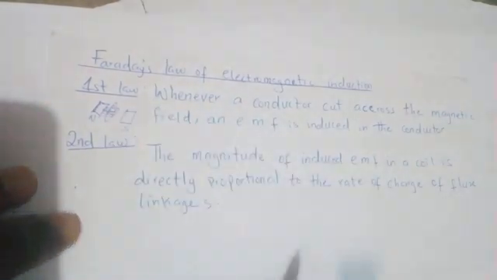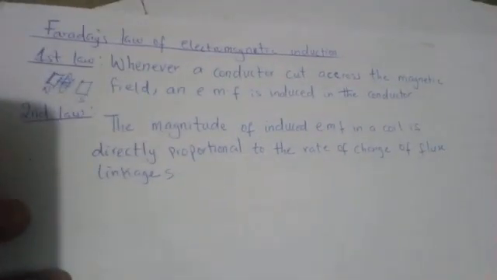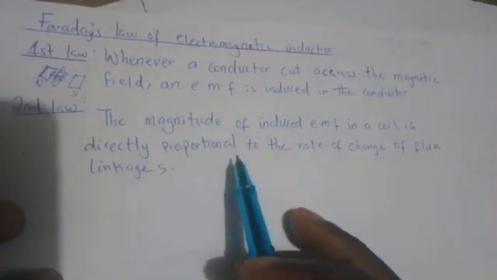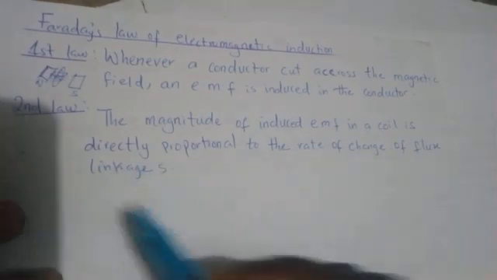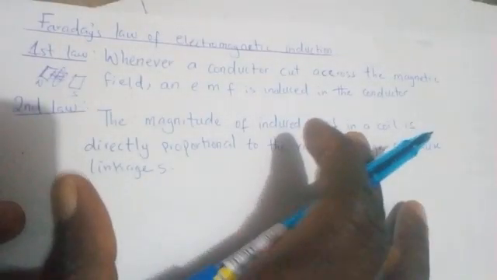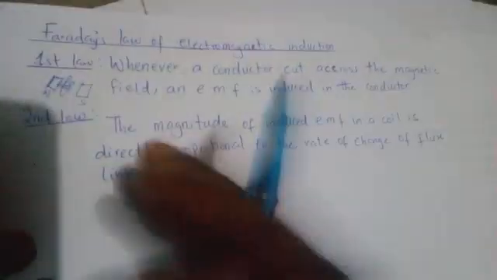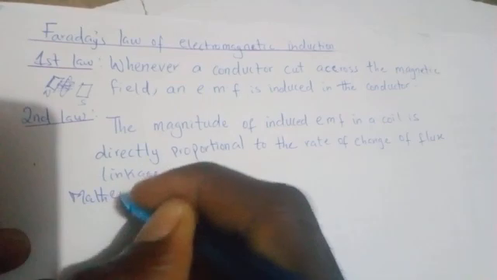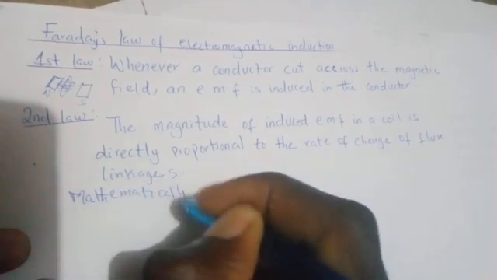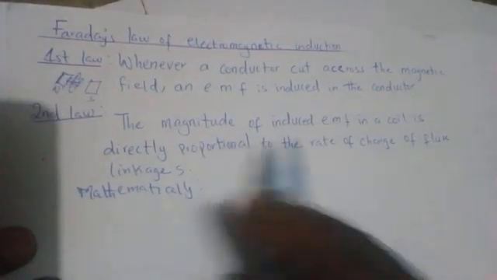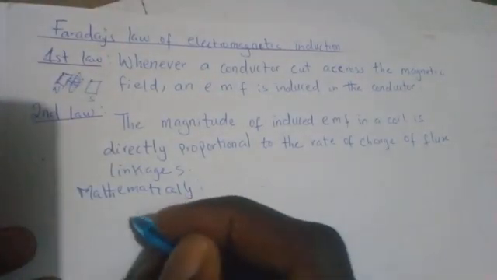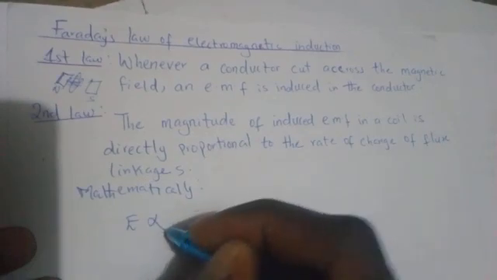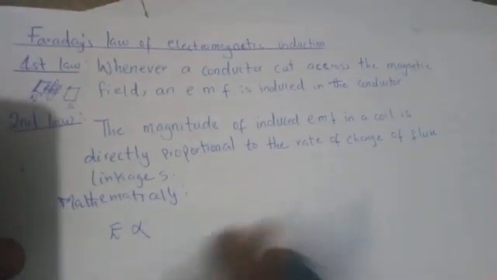That's the first law. Now the second law says that the magnitude of induced EMF in a coil is directly proportional to the rate of change of flux linkages. Now we'll be concerned majorly with this second law. Let us write it mathematically. The second law mathematically says the magnitude of induced EMF, let our induced EMF be E, is directly proportional to the rate of change of flux.